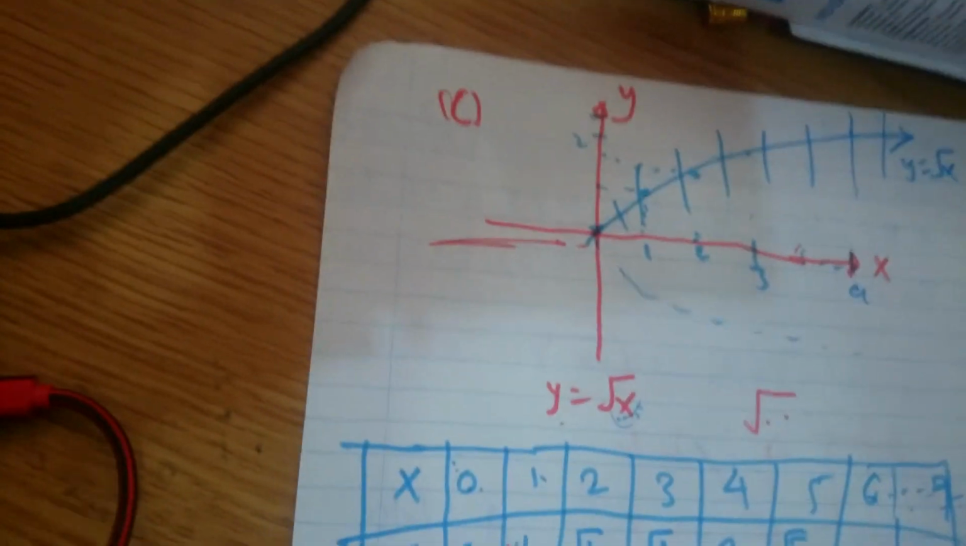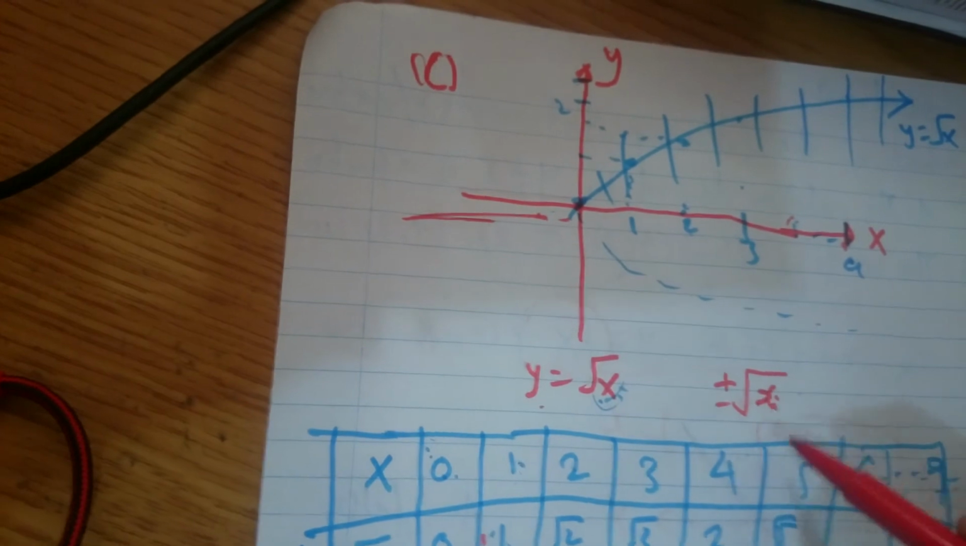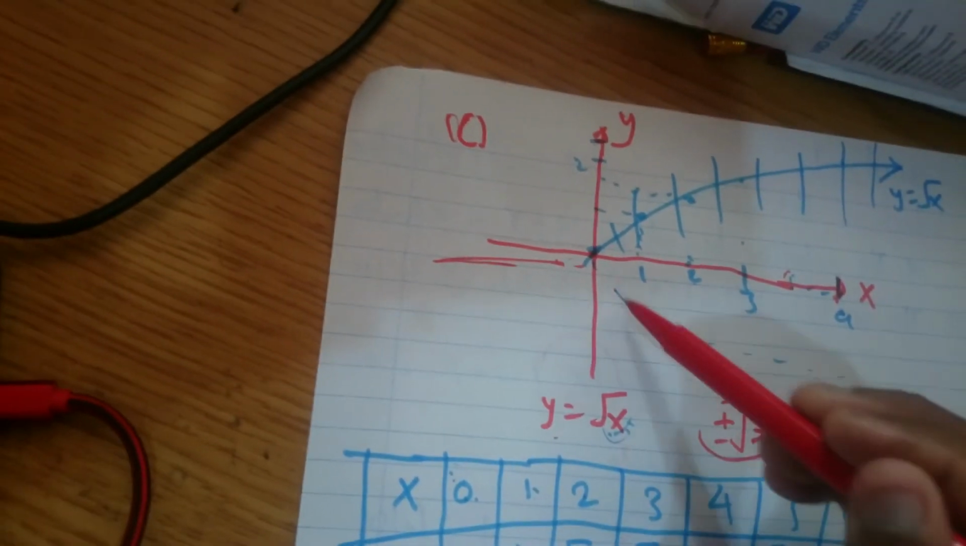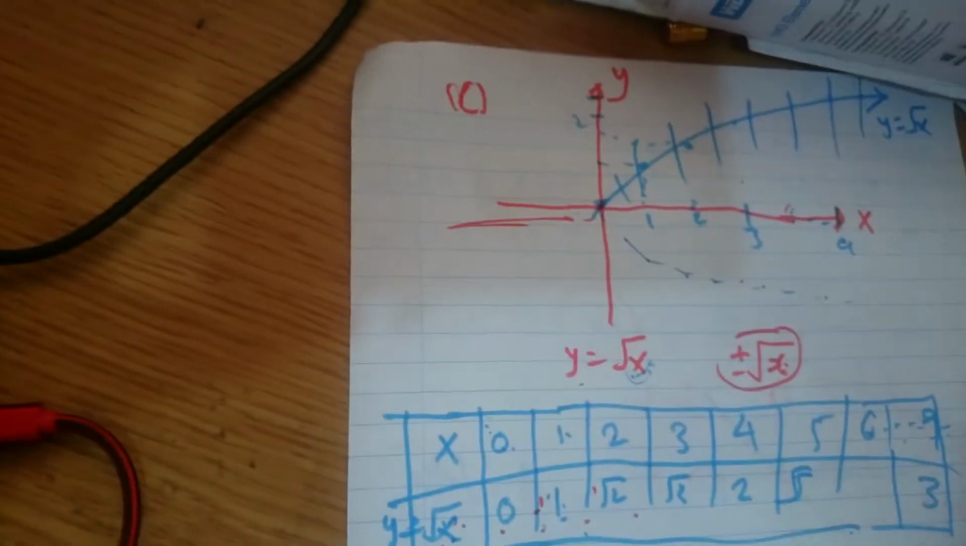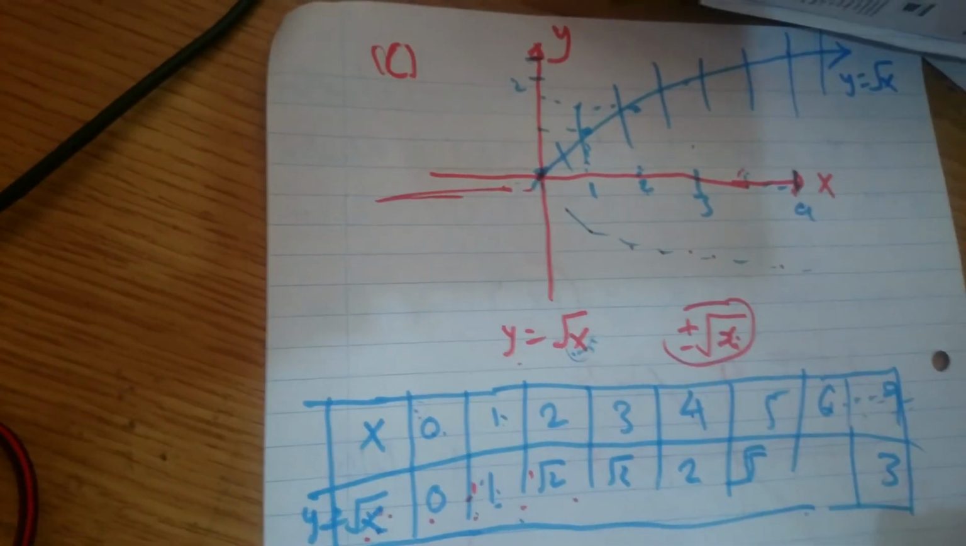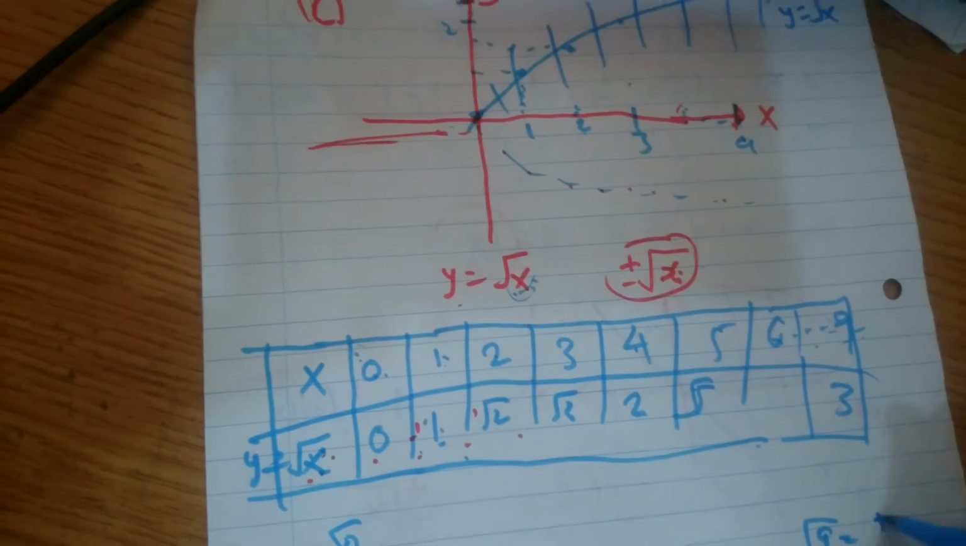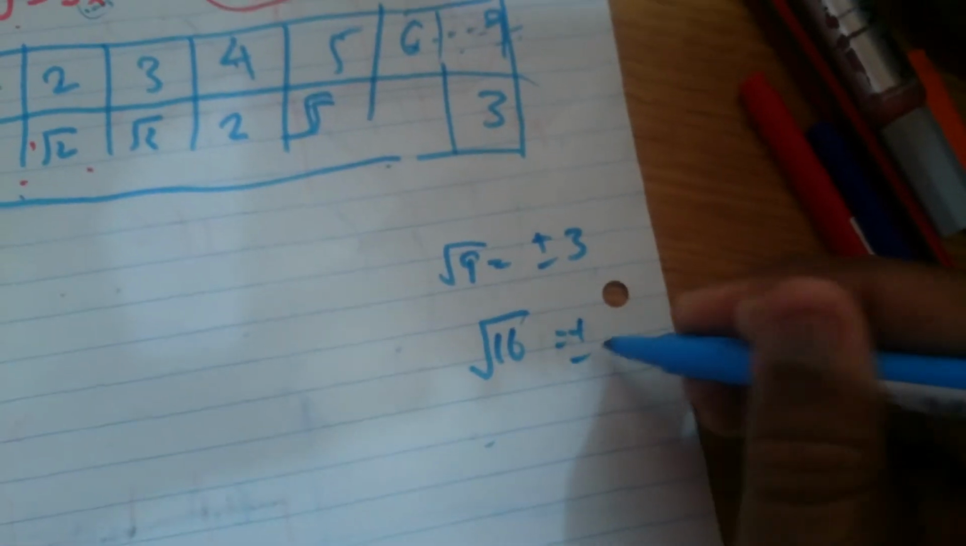Because if it is like that, then it's not going to be a function. If it is plus or minus square root of X, this is not going to be a function because it's going to come like this one. You get what I'm saying? Because you're going to get plus or minus, meaning for each value here. Remember, when you take the square root of anything, for example, square root of 9, this is going to be plus or minus 3. Square root of 16, it has to be plus or minus 4.